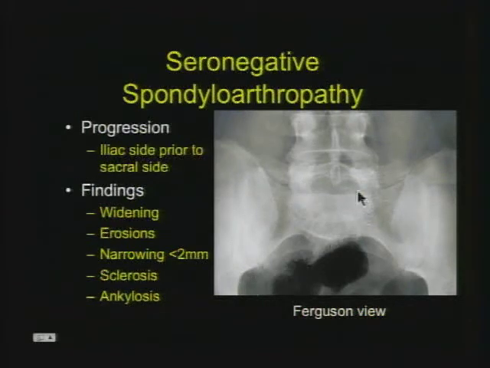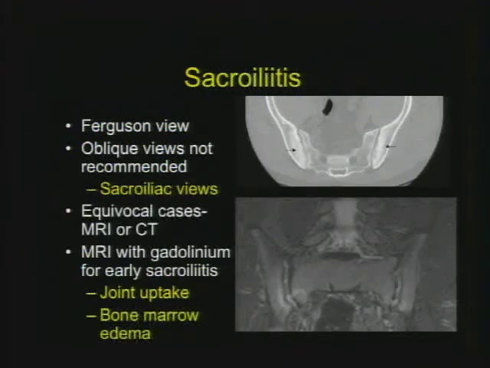We do like this Ferguson view for the SI joints, where you do an upshot view of the sacrum and SI joints on one film so that you can compare both sides. It's like 25 degrees caudal that you angle the beam. And if we're still having problems, we might get cross-sectional imaging. In the old days, we used to do CT, but that's not ideal because you get radiation, and a lot of these people are younger, in their childbearing years.